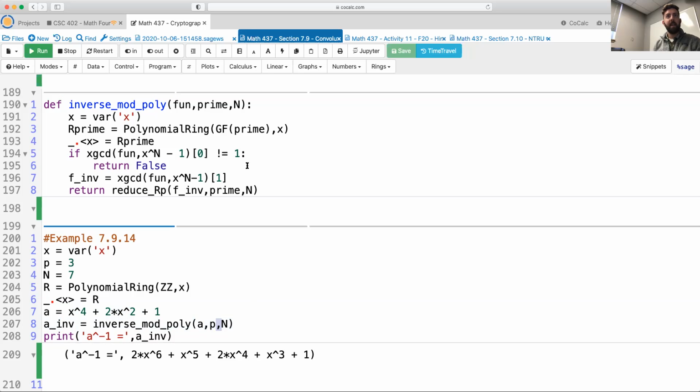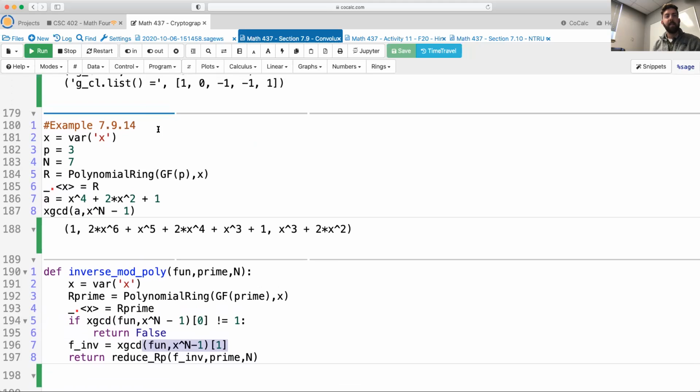If the GCD is not a 1, it's going to return false. Otherwise, it's going to do this extended Euclidean algorithm, and it's going to find that little function that multiplies with the function f or a or whatever you're playing with, paired with the other x to the n minus 1, which would then have the v function. So we're going to grab that one and return that back to the user.